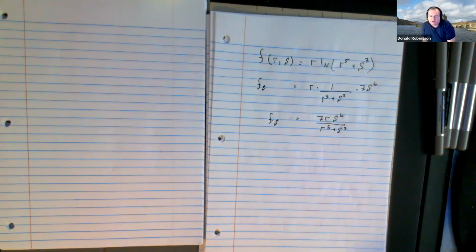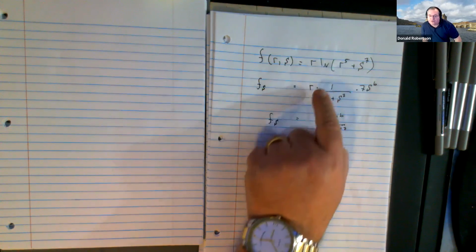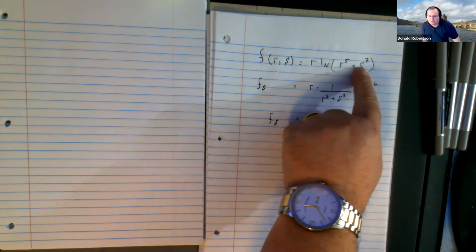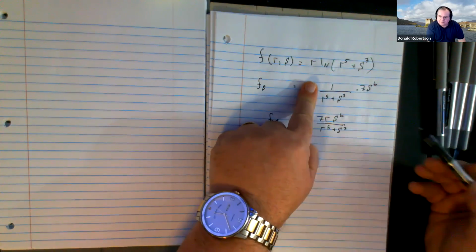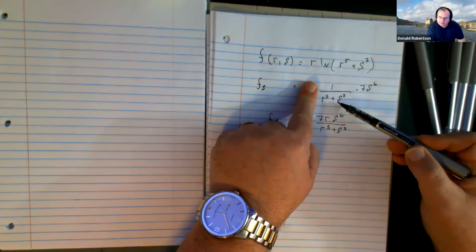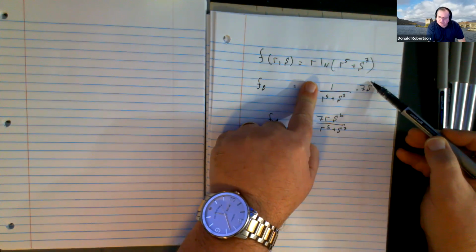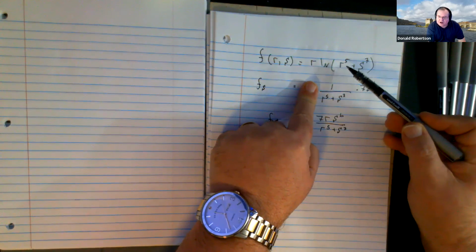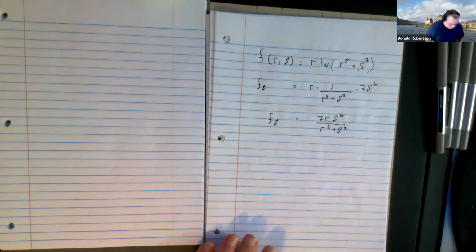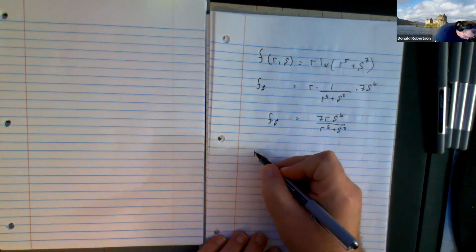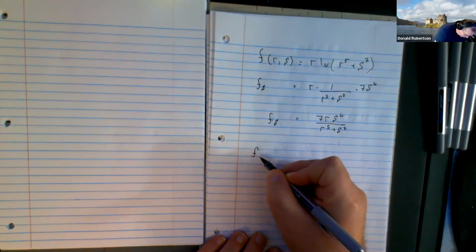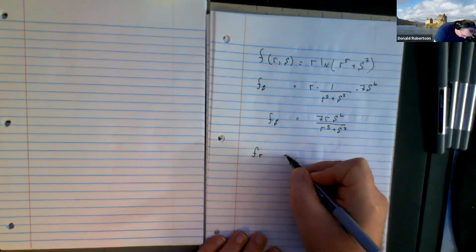Are you okay with that? Treating r as a constant, you just get r times the derivative of this log. The derivative of this log is 1 over the thing times the derivative of the thing with respect to s. That r to the 5 is 0 because it's treated like 5 to the 5. It's just a number.